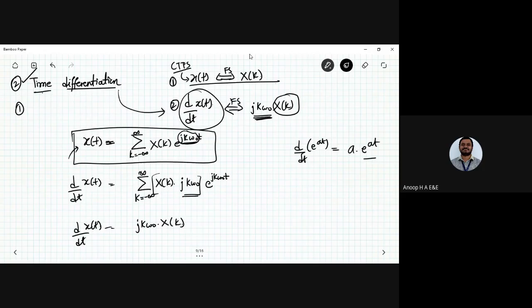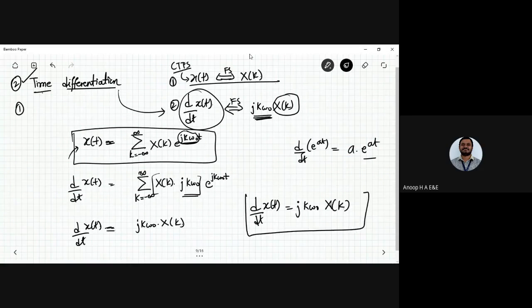We have the time domain convolution and multiplication theorem, and also Parseval's theorem, which I am going to discuss at 11. So why don't you go through it? I'll give a minute. Go through the properties that we have discussed till now. I'll be winding up with d by dt of x of t equal to j into k into omega naught into x of k. That is the time differentiation property.